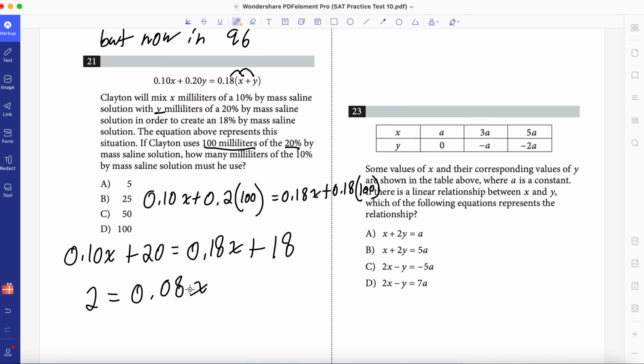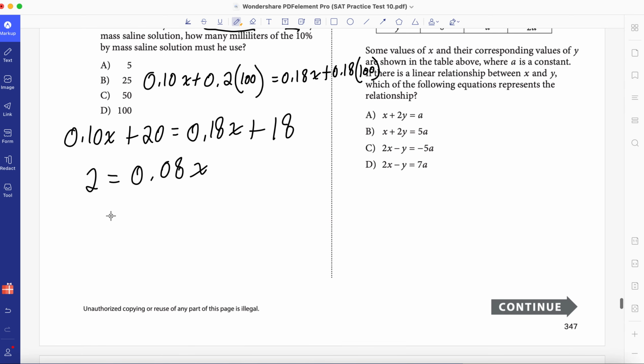0.08x. Now we just take our 2 and we divide it by 0.08, and that would get us an answer of 25. So x is going to equal 2 divided by 0.08. X is going to equal 25. And then this is just basic math that can be done on your calculator. So the answer is 25.